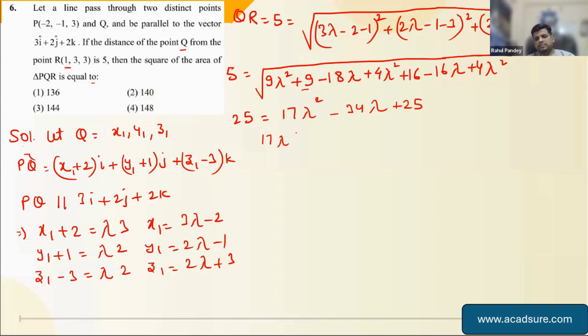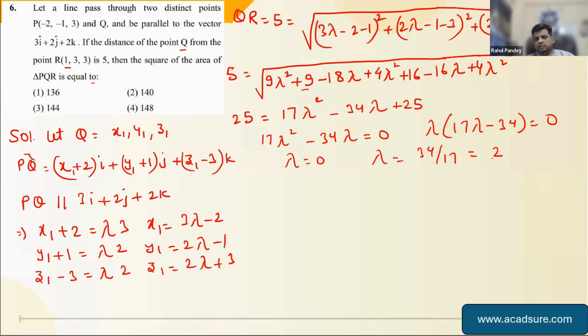Or 17 lambda square - 34 lambda is 0. So lambda into (17 lambda - 34) is 0. So either lambda is 0 or lambda is 34 upon 17, which is 2. If lambda is 0, we get the same point as P, so not possible. So lambda has to be 2.